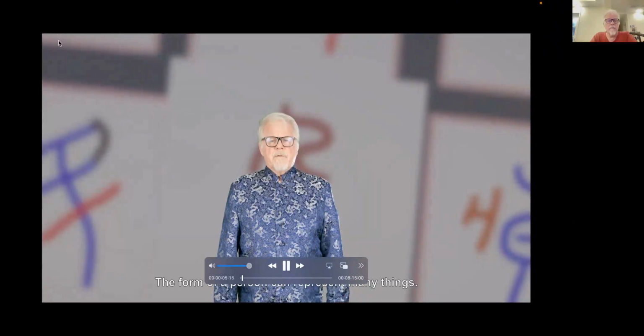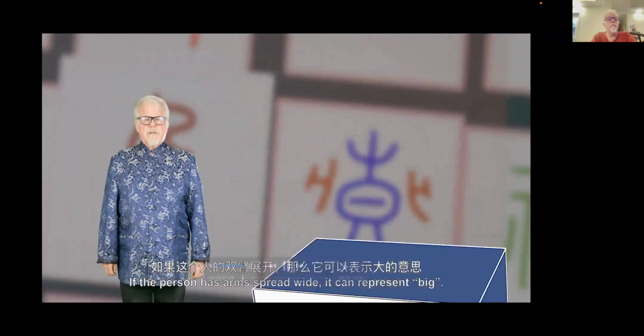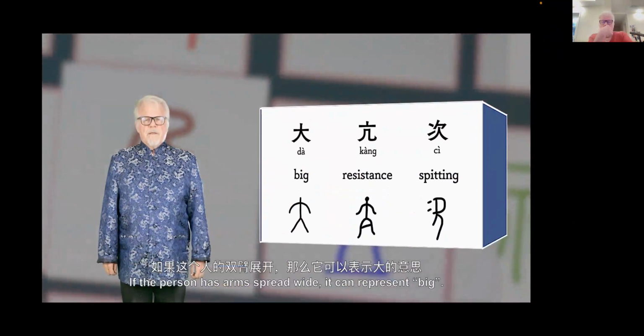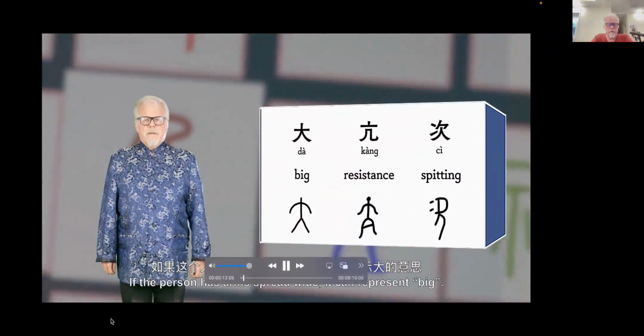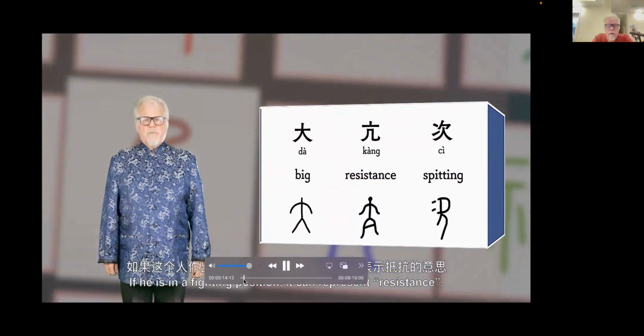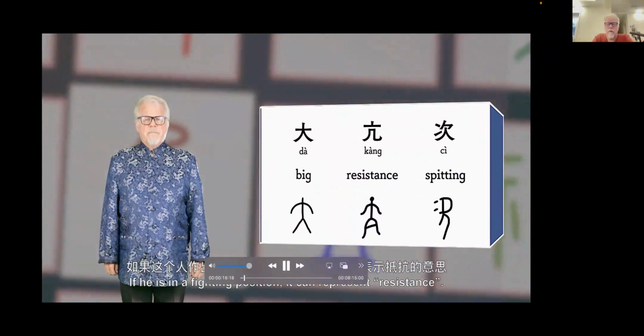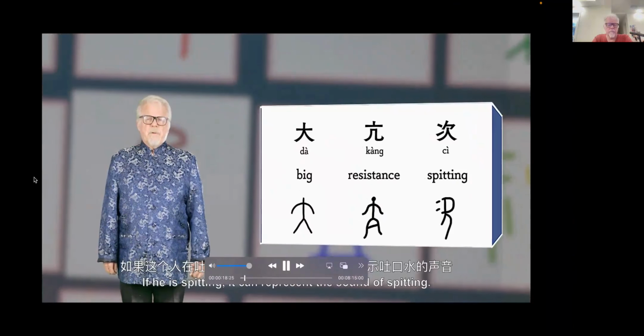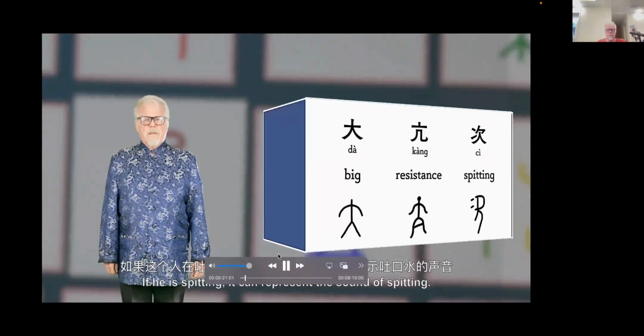The form of a person can represent many things. If the person has arms spread wide, it can represent big. If he's in a fighting position, it can represent resistance. If he is spitting, it can represent the sound of spitting.